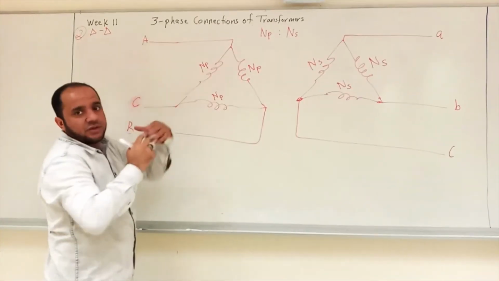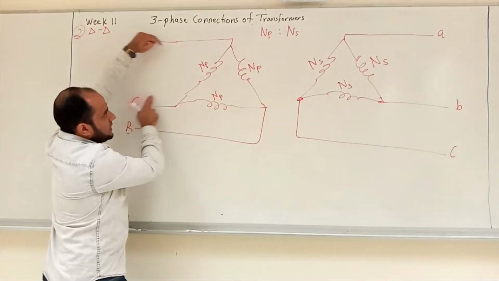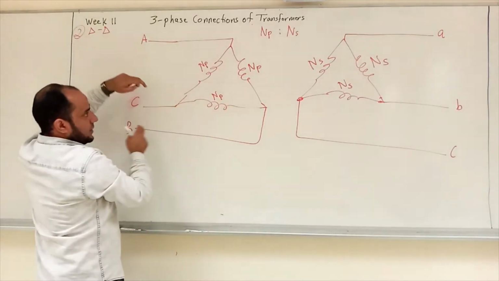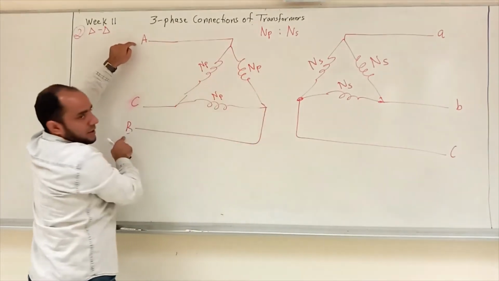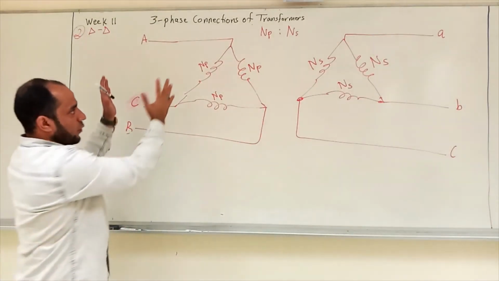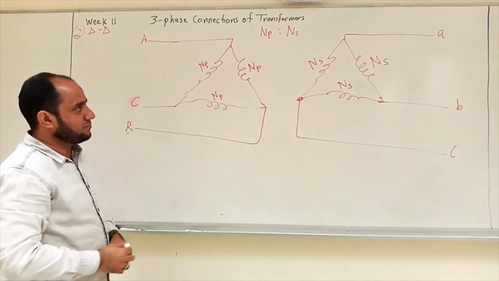And basically the voltage is the same for every delta connection. This voltage is nothing but this voltage, right? And this voltage is nothing but this voltage, right? And the voltage here is nothing but from A to B, okay? So in delta connection, line to line voltage for one delta side is equal to the load voltage, okay?